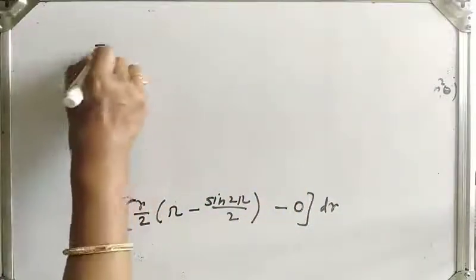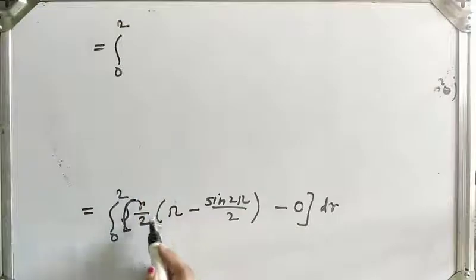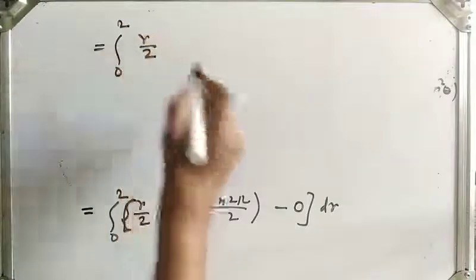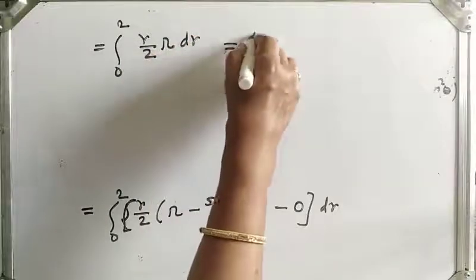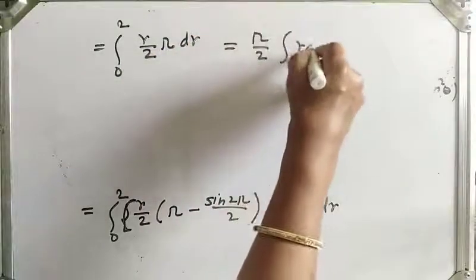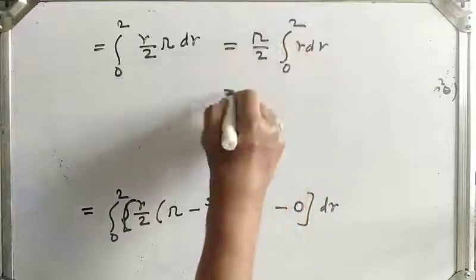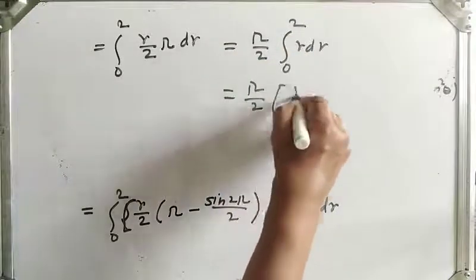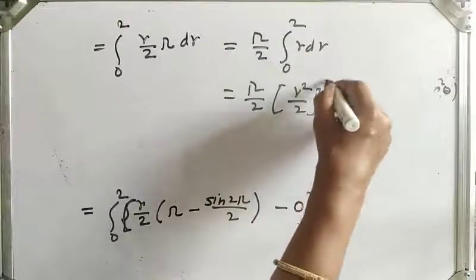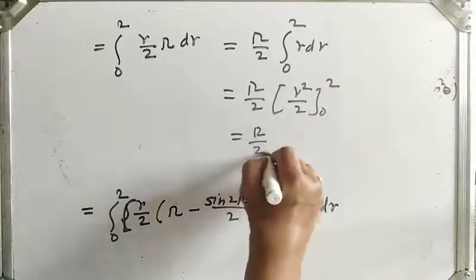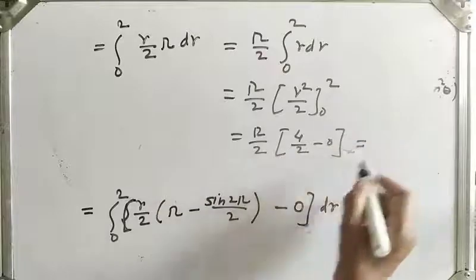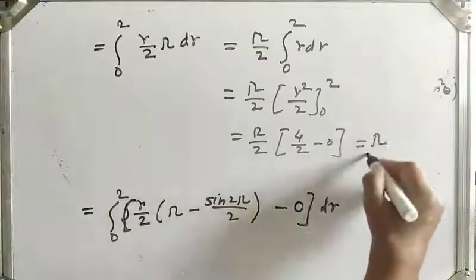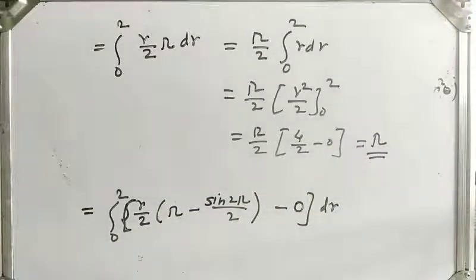So we get the integral 0 to 2 of r by 2 into pi dr. That is, pi by 2 is constant, integration r dr with limit 0 to 2, that is pi by 2 times r square by 2 with limit 0 to 2. After applying limits, pi by 2 times 4 by 2 minus 0. The 4 will get cancelled, so our final answer is pi.